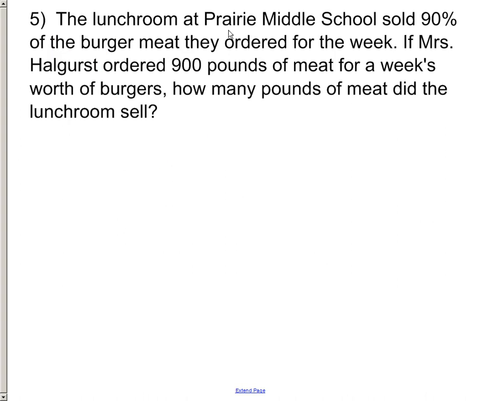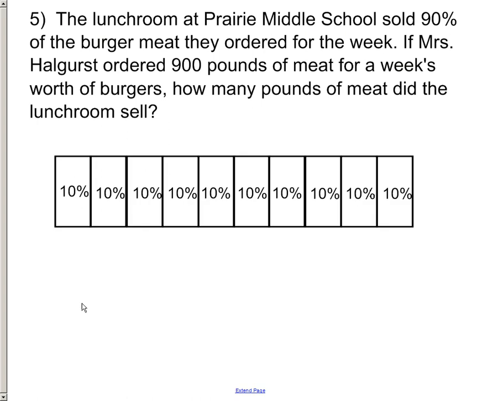So here we go. The lunchroom at Prairie Middle School sold 90% of the burger meat they ordered for the week. If Mrs. Halgurst ordered 900 pounds of meat for a week's worth of burgers, how many pounds of meat did the lunchroom sell? So again, we've got this one percentage given to us. Let's go ahead and do a visual representation for this one since we didn't do the last one. So there we go.